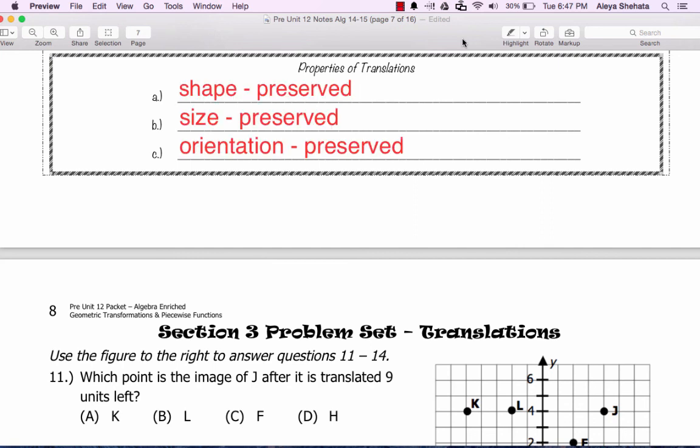All right, so hopefully you got that the shape was preserved because the shape did not change. The size was preserved because the size didn't change. And the orientation was also preserved because the order of the letters didn't change at all as well. They're always going in the same direction.